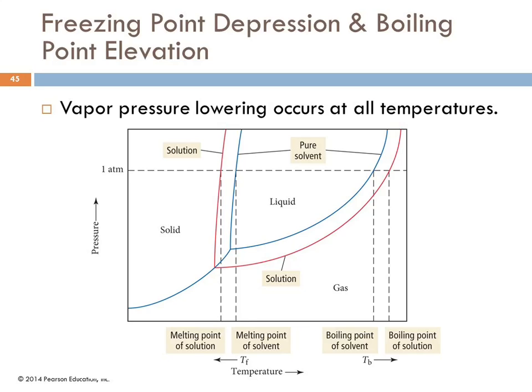Freezing point depression and boiling point elevation. We talked a little bit about freezing point depression at the very beginning, and then we went into the vapor pressure. Here's our phase diagram. We have increasing pressure on the vertical axis, and we have temperature on the x-axis.